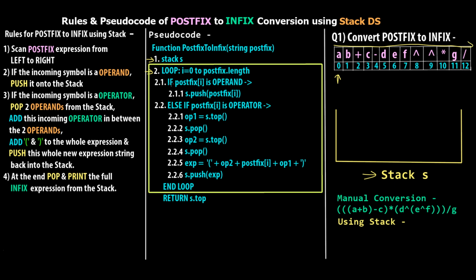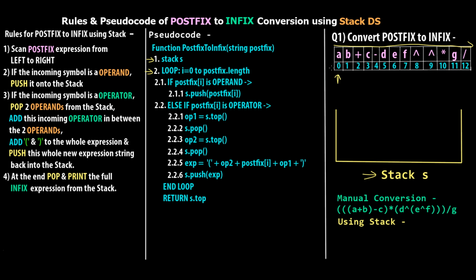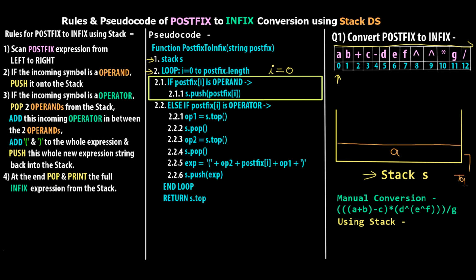Okay. Inside this loop, let's start with running this loop. So at the very beginning, we will be at i equals 0. So let's track i. I'm going to write i equals 0. Now we will say 2.1, which is if postfix of i is an operand. So what symbol is there at index position 0? We have A. A is an operand, right? If it is an operand, we have to push it onto the stack. So I'm going to write A over here. Let's use another color, I'm going to use orange. A. Okay, so this is the top of the stack. Since 2.1 is executed, obviously 2.2 will not be executed. We will come to the end of the loop.